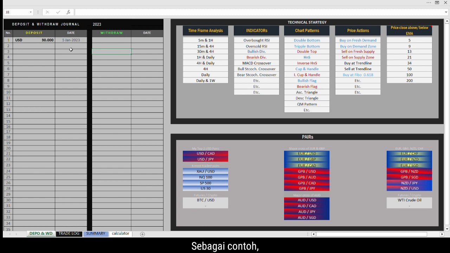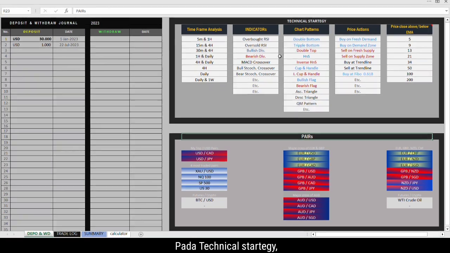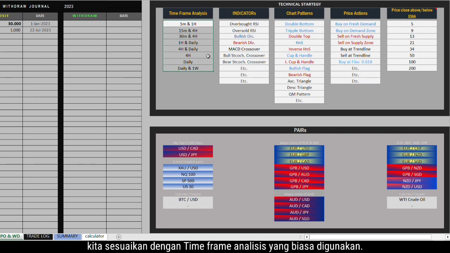For example, I add a deposit of $1,000 to deposit number 2, and the deposit total will automatically appear. In this section, before journaling, we need to adjust the technical trading strategy and the pair we are trading. In the technical strategy, we can see that there are several columns starting with the time frame analysis. We need to adjust it according to the time frame we usually use to analyze.